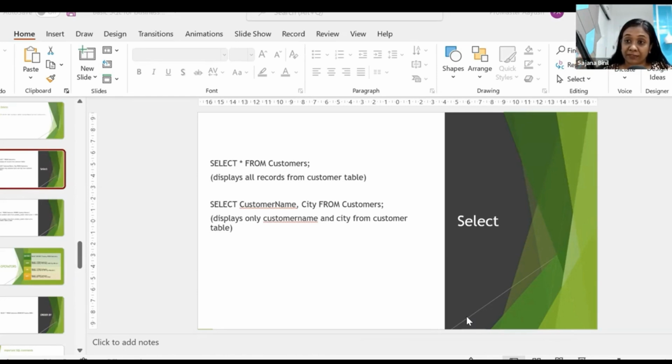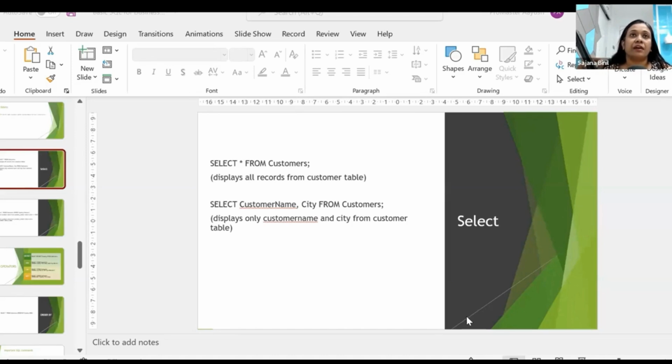Now, if you want just specific columns to be displayed, like customer name and city, just two columns. So in an Excel sheet, there might be 20 different columns. I want to send my manager just two columns. I will hide all of the other columns, right? Here, what we do is we say select. Select is the command, guys.